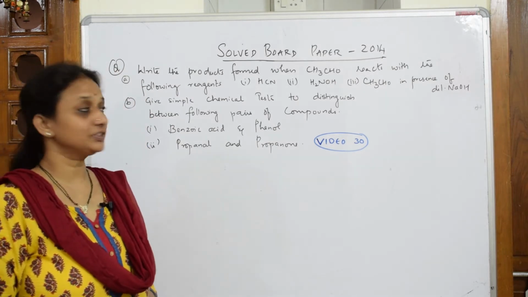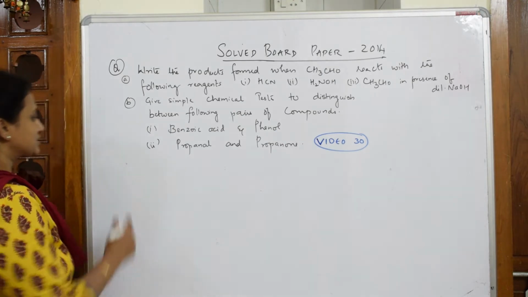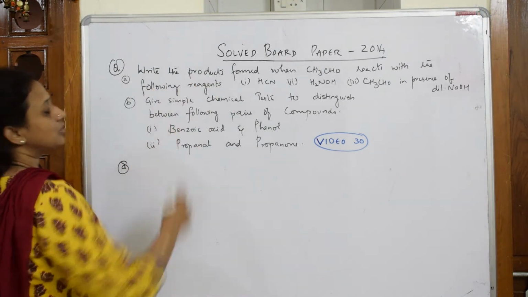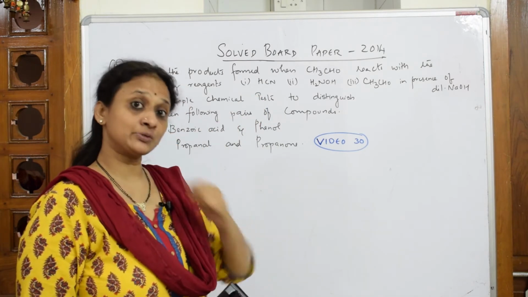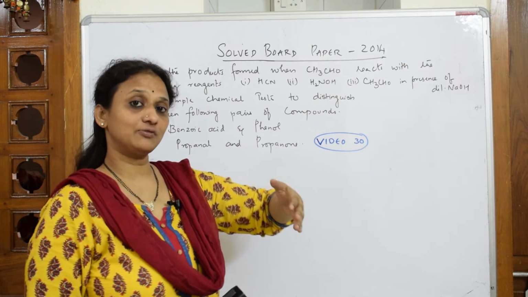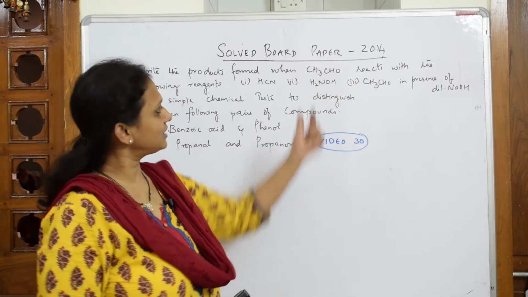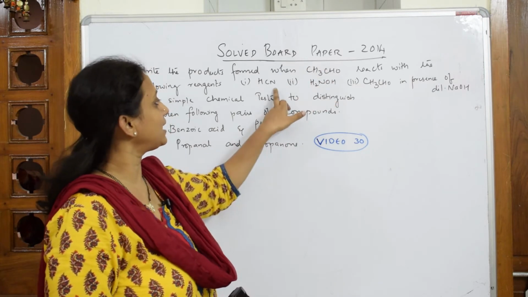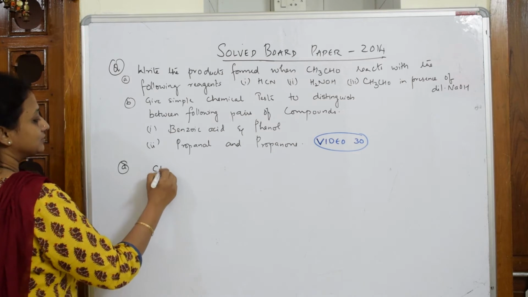So in the 2014 paper, there's a direct question given to us. Easy, isn't it? Let us see the first question. Write the products formed when acetaldehyde reacts with the following reagents. When such a question is given, most students try to write the general form, or copy a wrong example. Please don't do that. They've directly given acetaldehyde. You have to add the reagent and show that reaction. Simple.